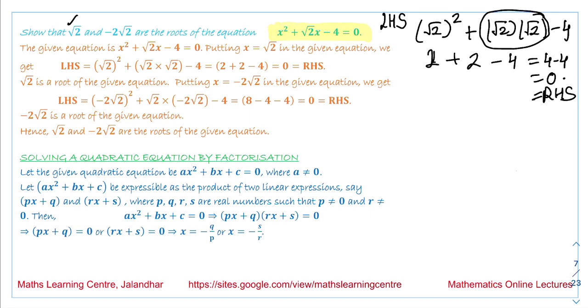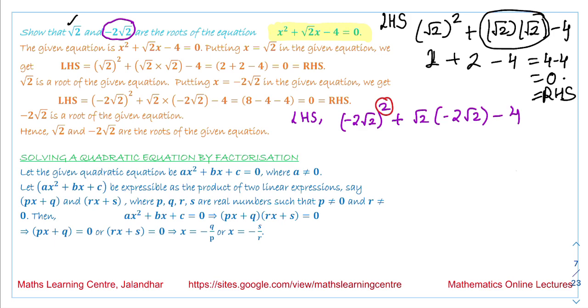When we are talking about the value minus 2 square root 2, LHS will be, in place of x, we substitute minus 2 root 2 square plus square root 2 into minus 2 root 2 minus 4. So what we get is, this term is squared, the minus sign is removed. Then 2 square will be 4, and root 2 square we are left with, and its value is 2, and the answer we get is 8.